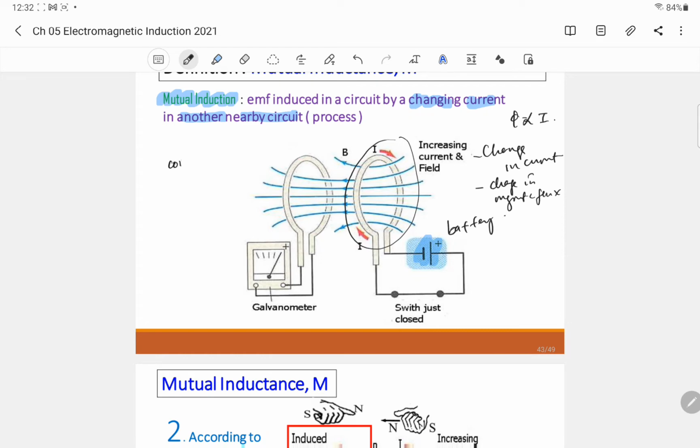So coil 2 will experience EMF induced due to change of current in coil 1. So then galvanometer pun akan deflect.